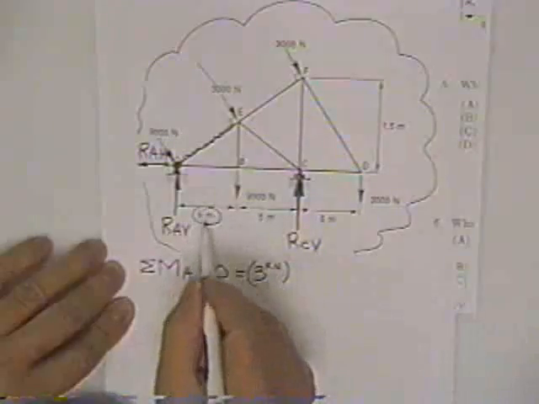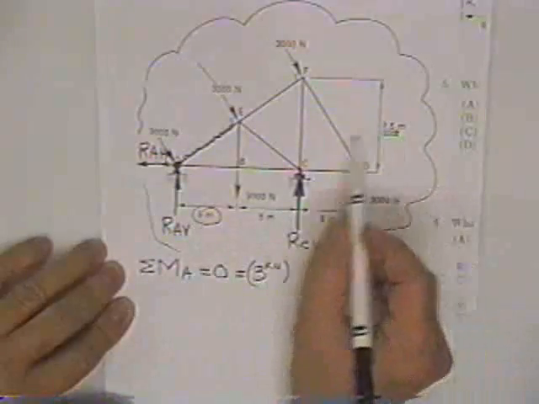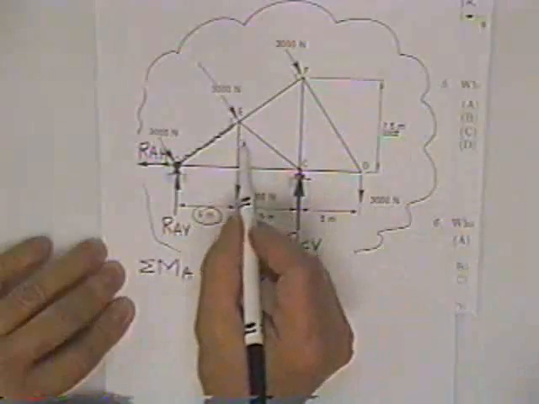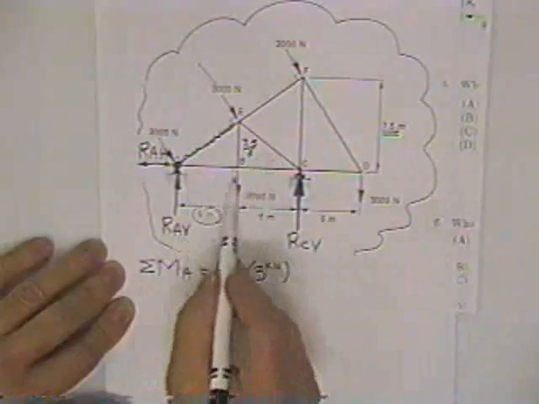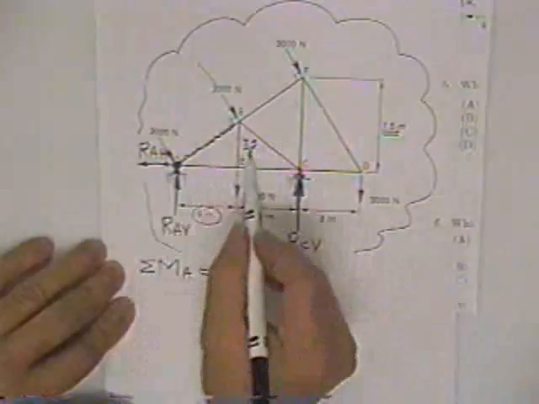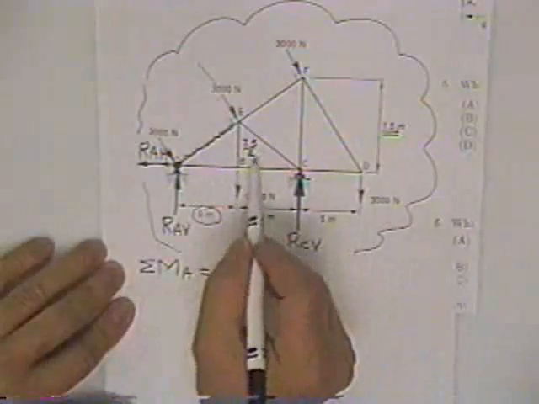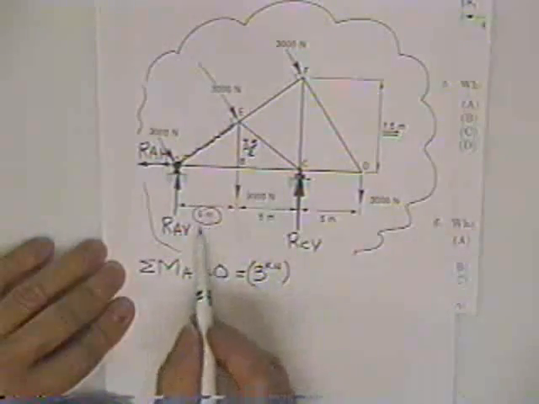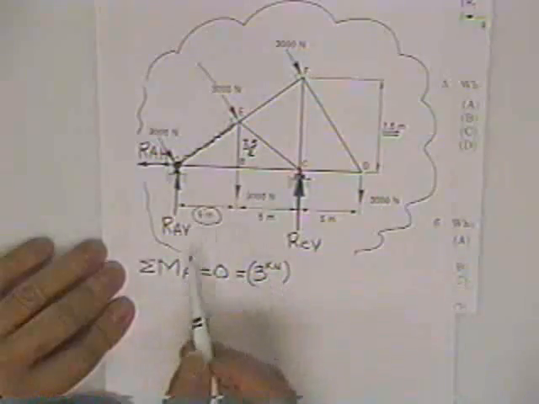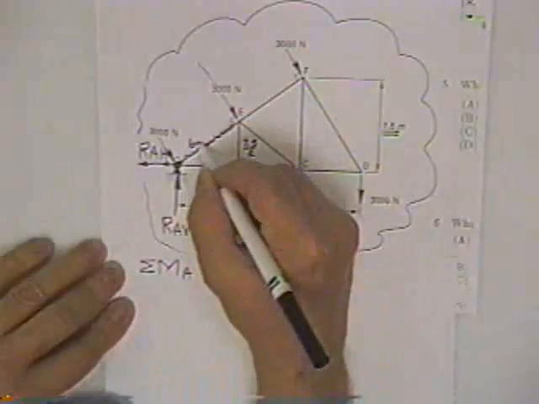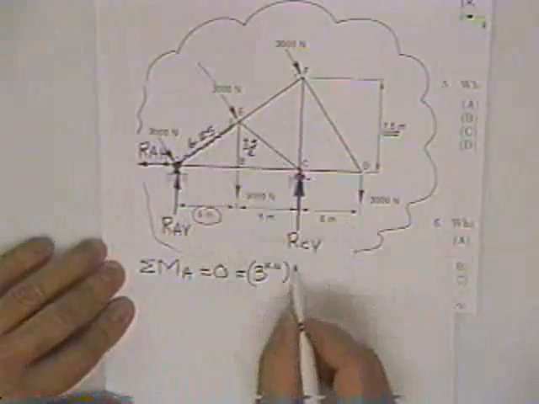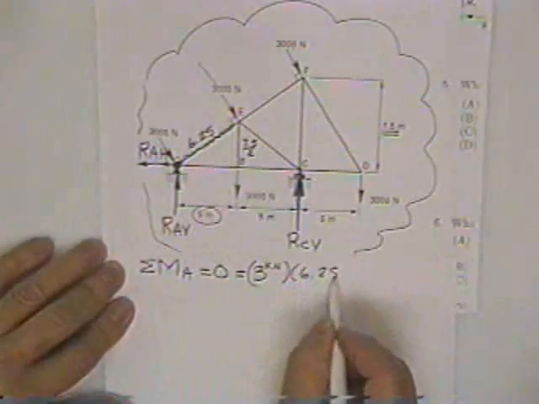So if you take 5 squared, since this is 7.5, this one right here will be half of 7.5, because of similar triangles. So you take 7.5 squared over 2. To that you add 5 squared, and then hit the square root button and you get 6.25. So there's his moment arm, 6.25.